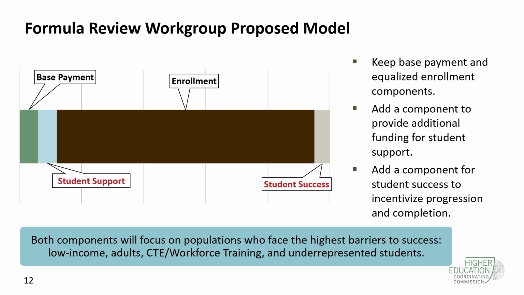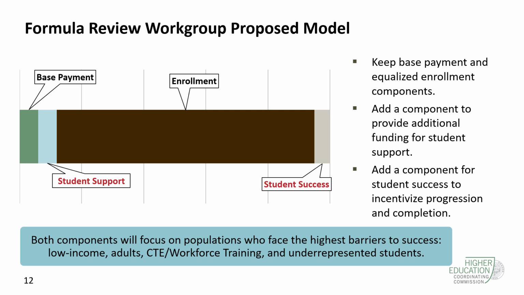Both components will focus on those populations of students who have traditionally in the past faced the highest barriers to success. So we ended up identifying 4 priority populations to focus on. The first population is low-income students, because they often face huge barriers. The second would be adult students, those aged 25 or older.